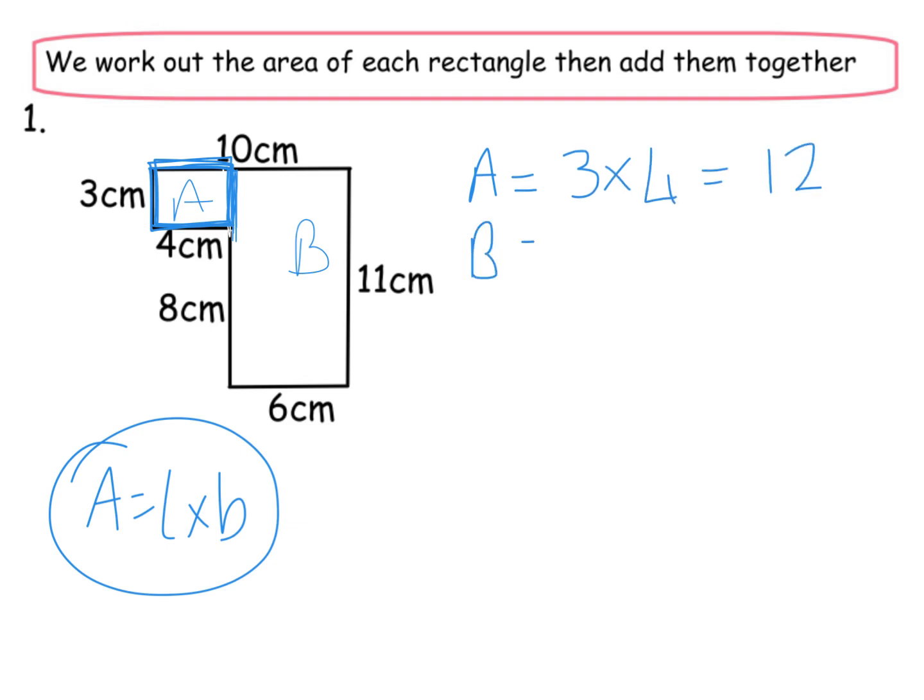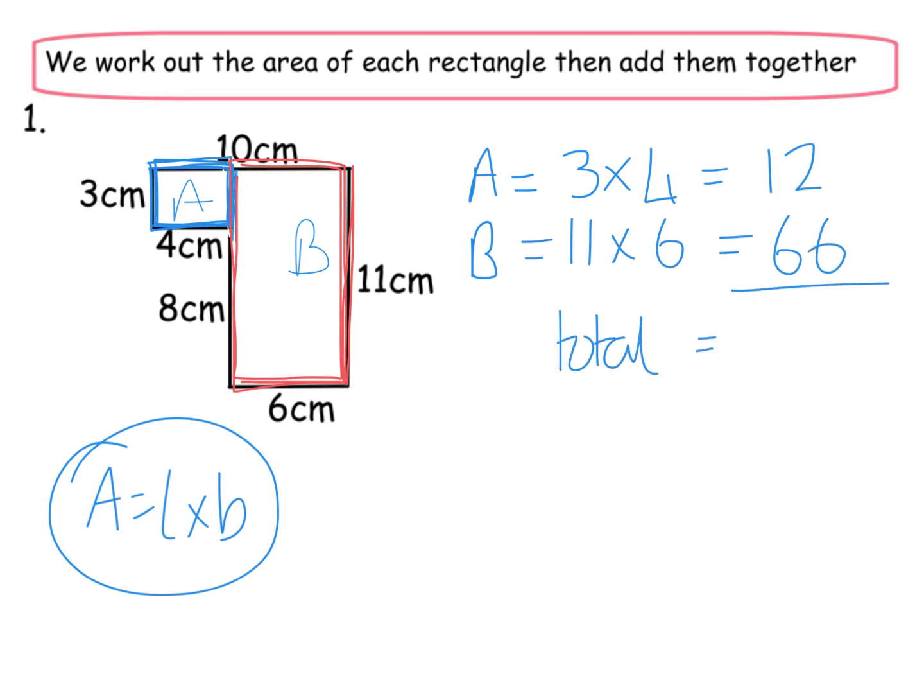Then I'm going to do the big one, which is area B. I'm going to trace around that one. So area B is this length by that length. It's 11 tall, 6 wide. The 10 and the 8 are part of it, but they're not the actual dimensions. So area B is 11 times 6, which is 66. The last thing to do is your total area. When you add them together, we have 78 square centimetres.